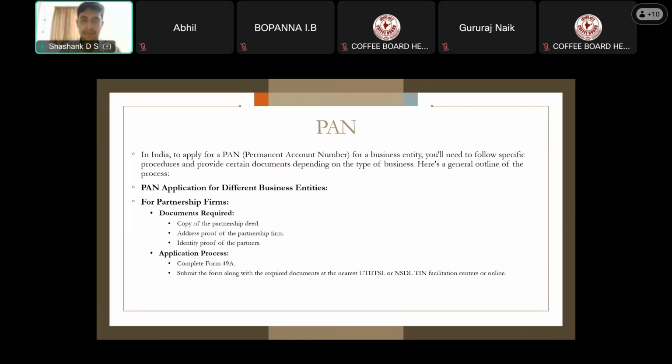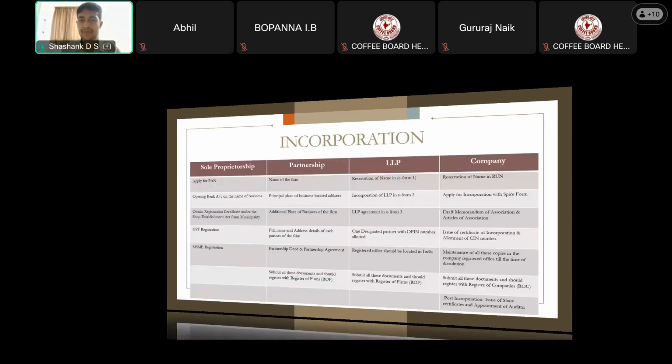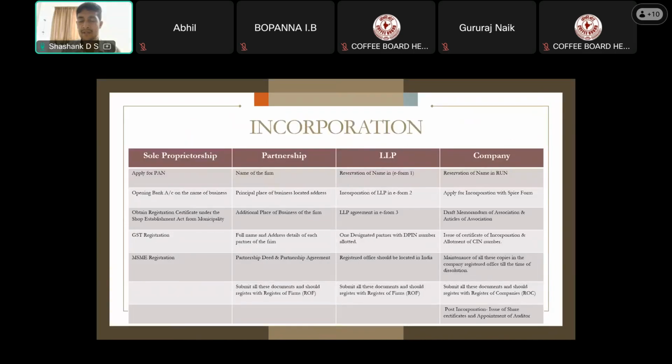Like I said, PAN is a very important basic requirement while incorporating any business, or for a sole proprietor. In case of a company, there is one comprehensive form which will also parallelly apply for PAN, TAN, and GST registration. In case of a company, that privilege is there. In case of partnership and LLP, we have to apply for all these registrations separately.